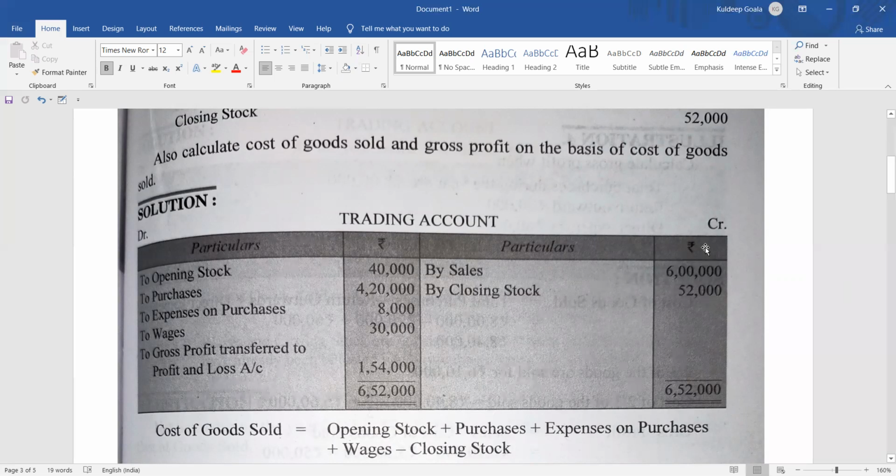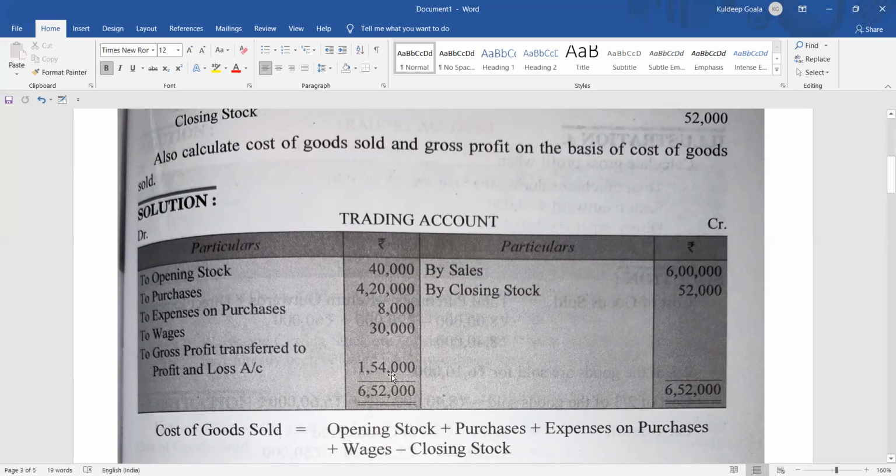Higher total will be taken on both sides. Since the credit side of the trading account is more, it is a gross profit. What is the gross profit? From the credit side total we deduct the debit side total, and we get a balance of 1,54,000 rupees. So this 1,54,000 rupees is nothing but gross profit that will be transferred to profit and loss account. Clear? So we have got the gross profit, that is 1,54,000.